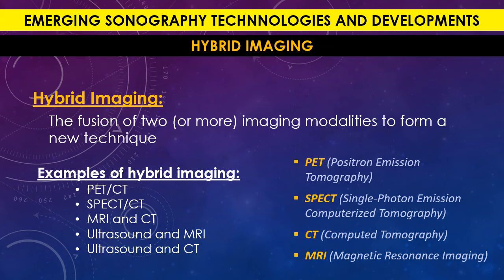What are these modalities? Just an idea. So we have the PET, which is positron emission tomography, SPECT, which is single photon emission computerized tomography, CT, which is computed tomography, or sometimes called CAT scan, and MRI, which is magnetic resonance imaging. So these are some modalities that are already in the field that have hybrid.